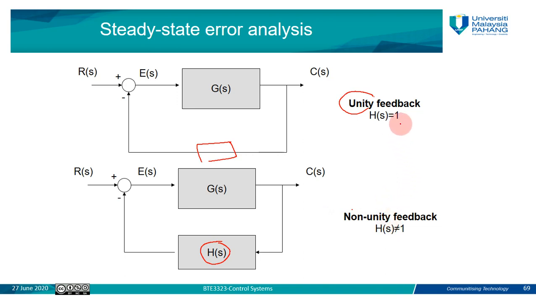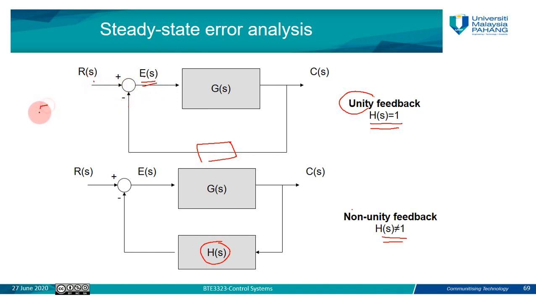So for unity, H(s) equals 1. For non-unity, H(s) is not equal to 1. H(s) can be a value, it can be 1 over s, 1 over s squared, it can be 1 over s plus 1, and so on. Depending on the type of the system, we are going to get a different value for the error. This is the error value, which is the difference between the input and output.